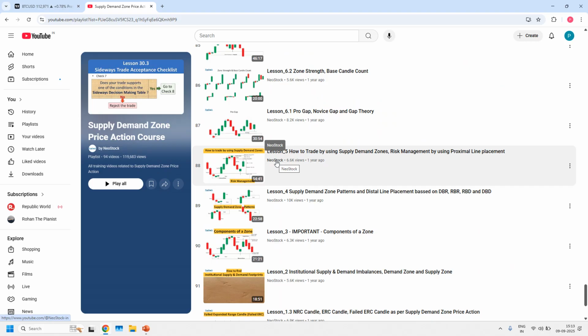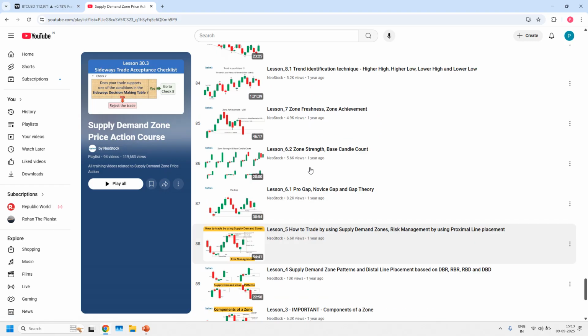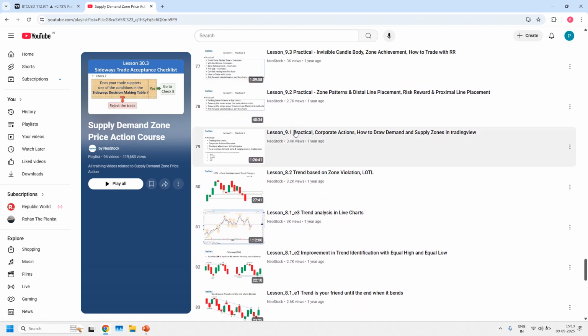And one more thing, before you get into the examples video, I also request you complete lesson 9.1, practical corporate actions, how to draw demand and supply zones in TradingView. I have explained one important tool there, so learn that tool. That tool explains how to draw the demand zone and supply zone in TradingView, because I don't want to repeat what you already learned in lesson 1.1. That's why before lesson 5 examples, please complete the lesson 9.1 practicals video.